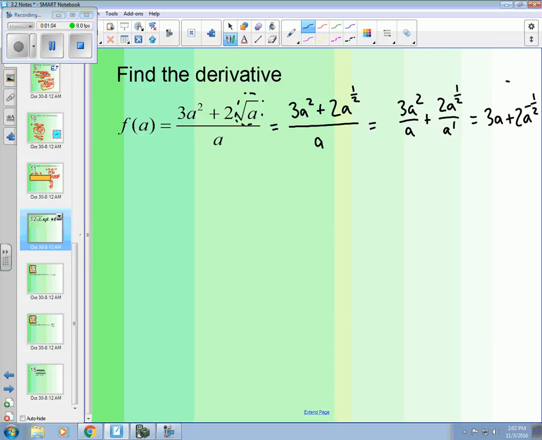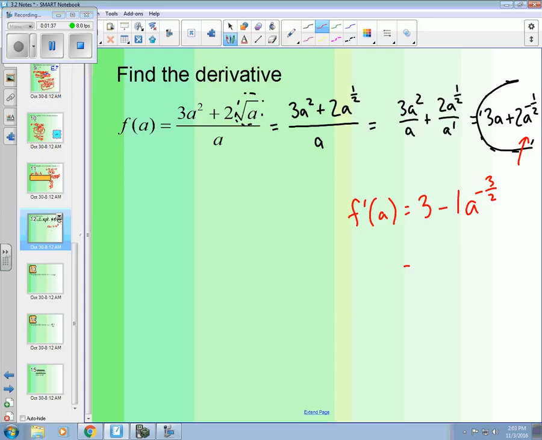Now if we just find the derivative of this, it would be much easier than having to do quotient rule. So our derivative on this problem would be: the derivative of 3a is just 3. On the next one, we're using our power rule here, bring down the negative 1/2 and multiply it to 2. So negative 1/2 times 2 would be negative 1. Our power of a now goes down 1. If we subtract 1 from negative 1/2, that would be negative 3/2.